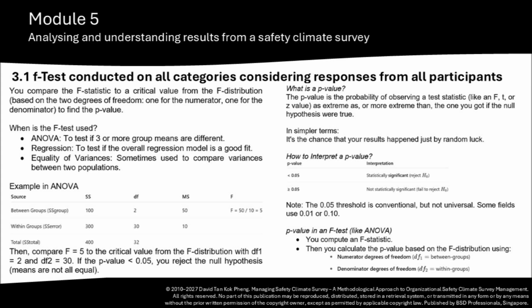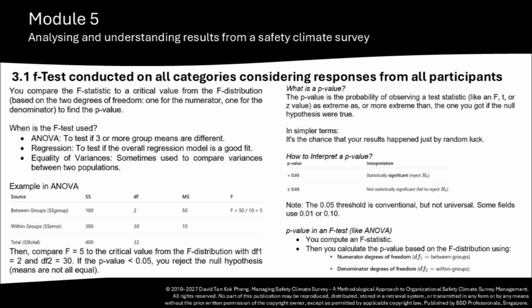In general, if p is less than or equal to 0.05, it is a statistically significant result: reject the null hypothesis. If p is greater than 0.05, it is not statistically significant: fail to reject the null hypothesis. It is important to note that the 0.05 threshold is commonly used, but it is not universal. Some fields may adopt stricter thresholds such as 0.01, or more relaxed ones such as 0.10, depending on the level of rigor required.